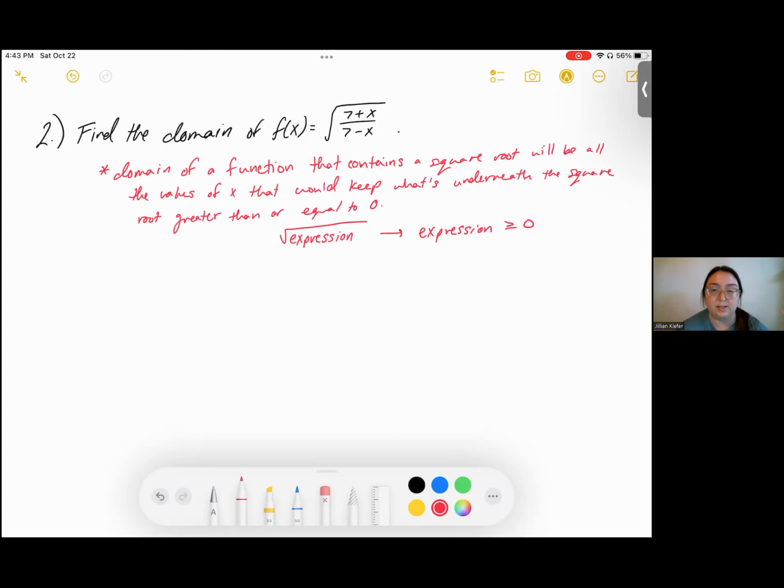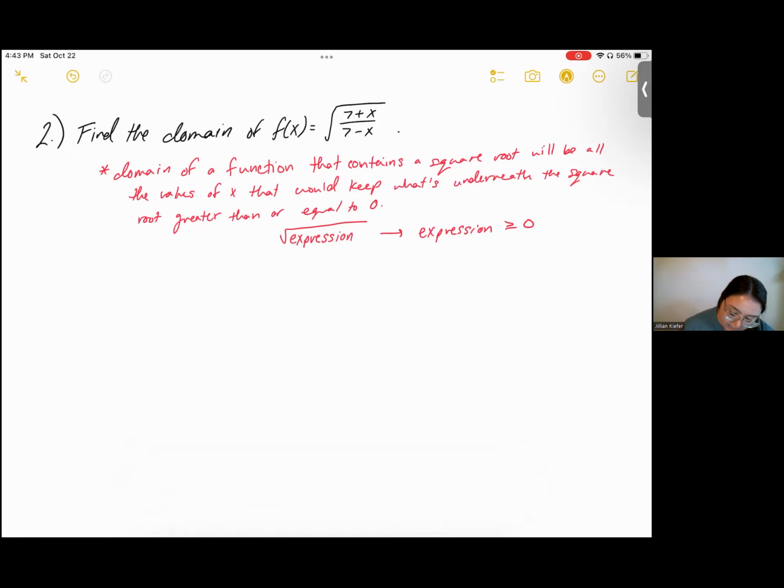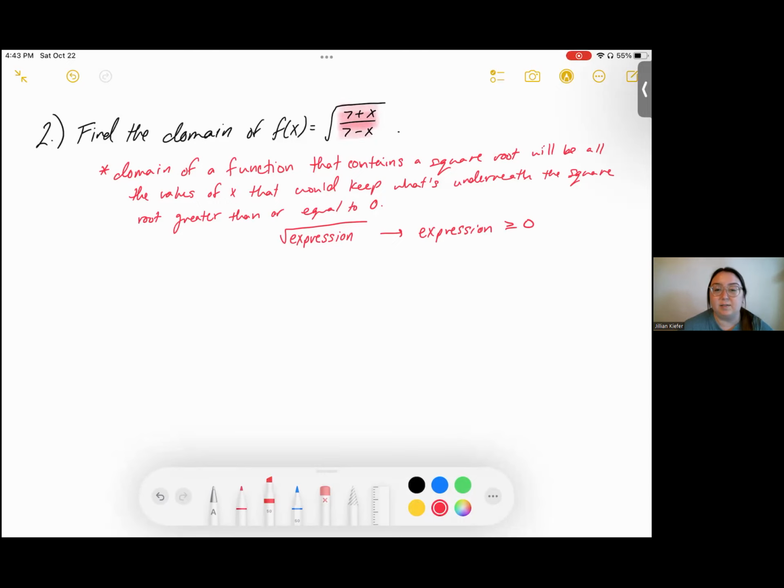We said square roots are the only things that mess up domains. So really, what we're asking for here is that we're going to take (7 plus x) divided by (7 minus x) and set it greater than or equal to 0.